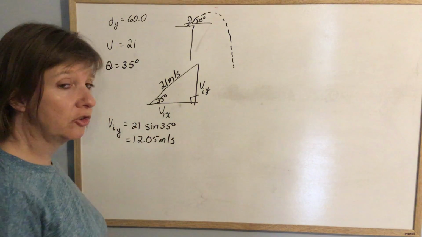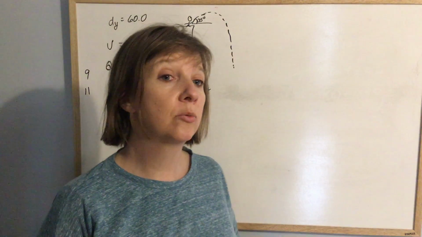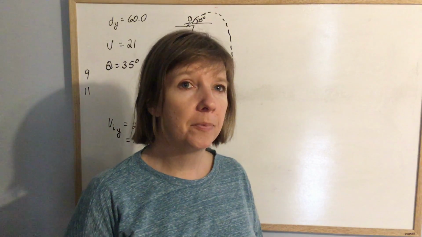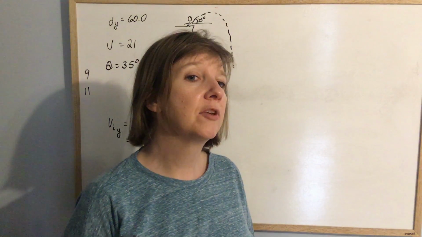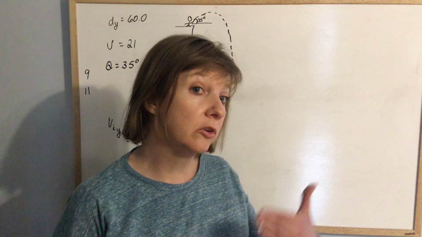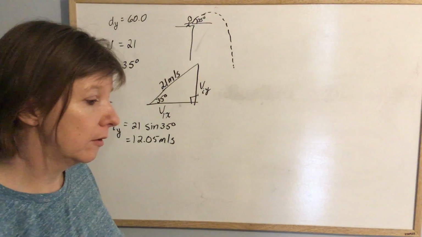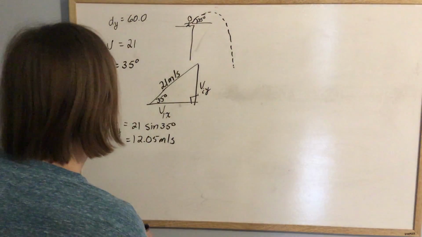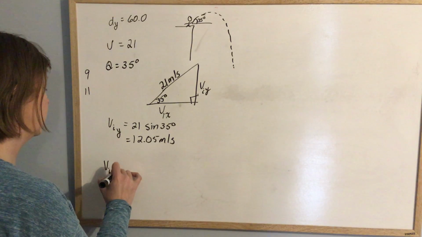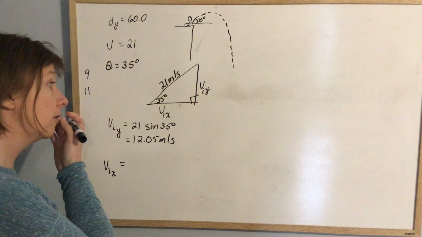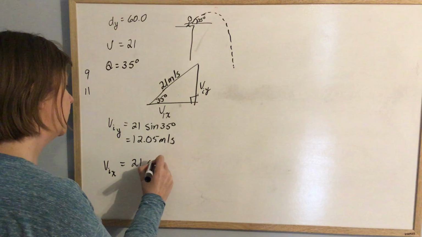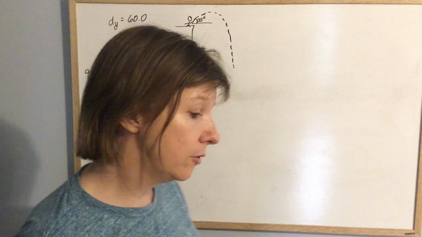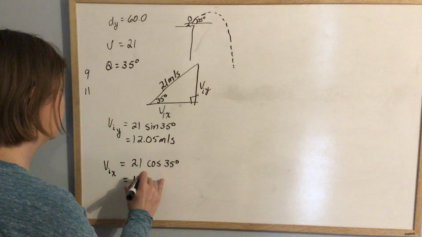So that is the initial velocity in the y direction. Now remember, in the y direction, that's the vertical direction, there is a force acting on it, it's gravity, and so that velocity will change throughout the path of the rock. However, when I figure out the initial velocity in the x direction, that is the adjacent side, so that's cosine. So it's 21 cos of 35. And when I figured that out, it's 17.2 meters per second.